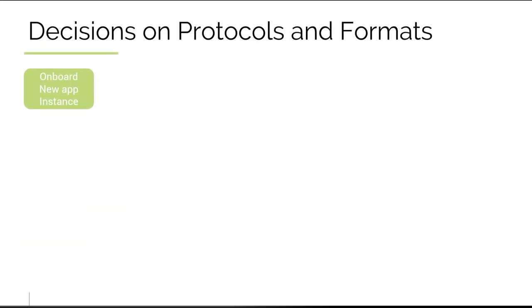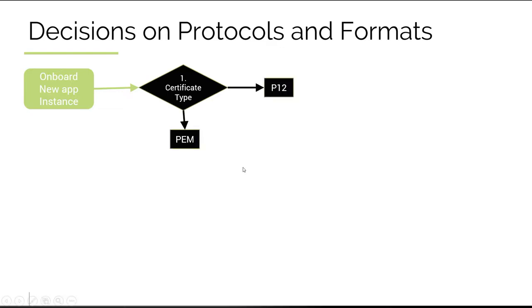So let's take a look at the decisions we have to make. Imagine you have an endpoint and you want to onboard a new app instance. The first decision you have to make is for the secured communication, which type of certificate would you prefer? You can either receive a P12 or PEM certificate. So that's a quite easy decision to make.